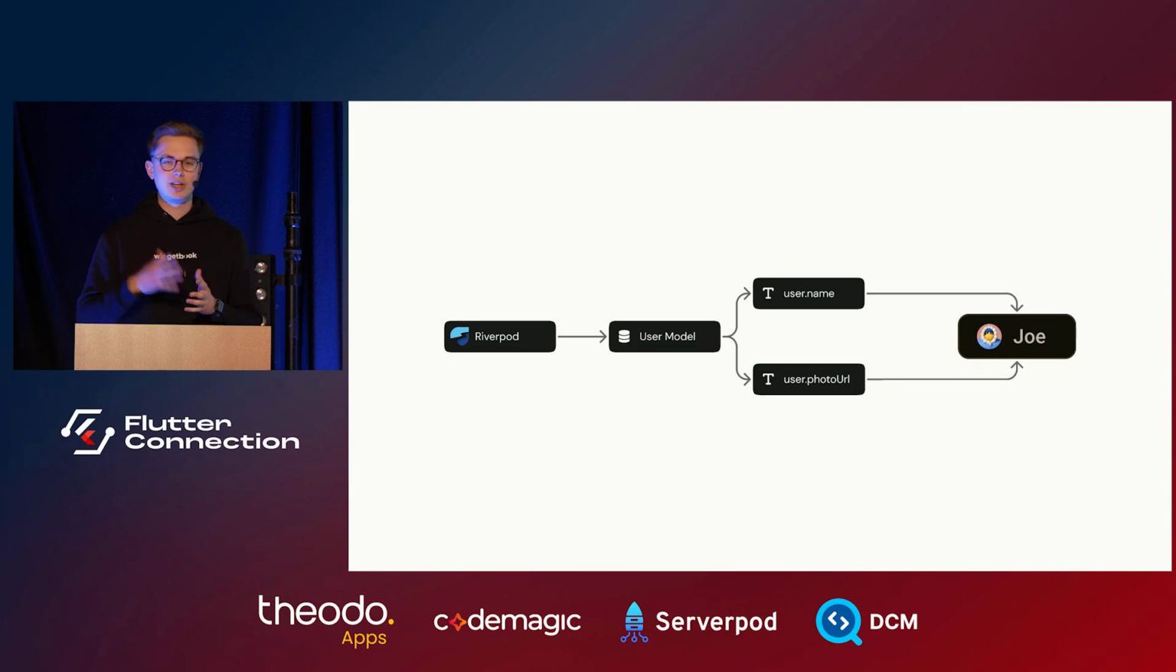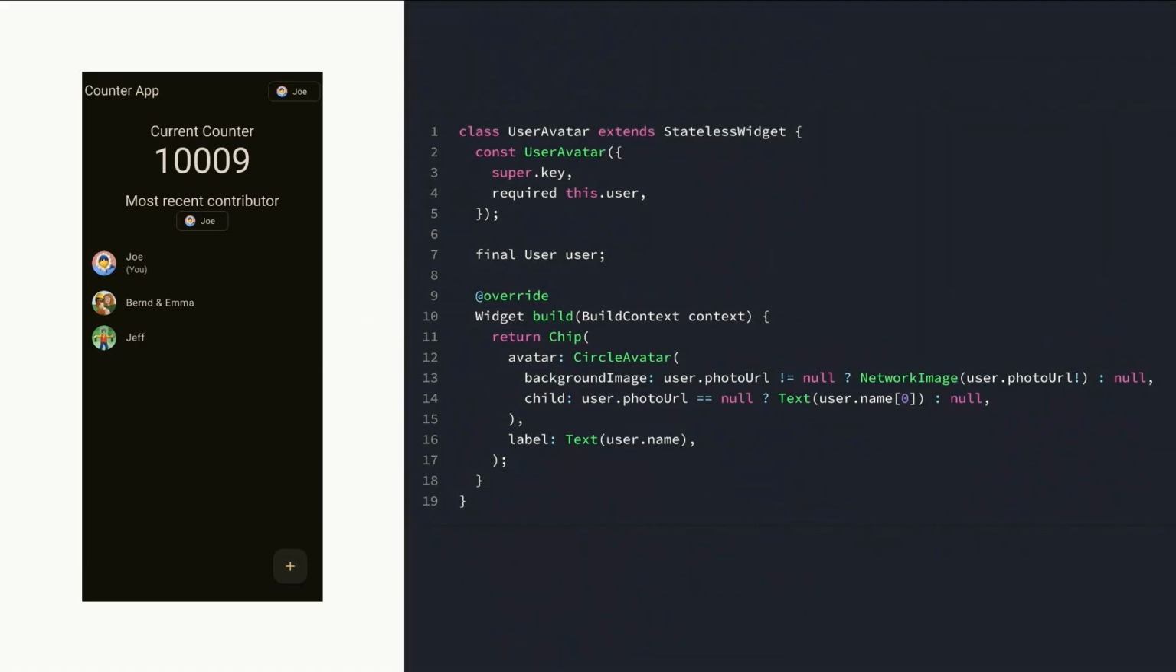What you can see here right now illustrates the problem a bit more. You can see a diagram, and this diagram shows that our user avatar component now highly depends on a user model, and that user model actually gets the information from a Riverpod provider. That's really not how you should build a reusable component.